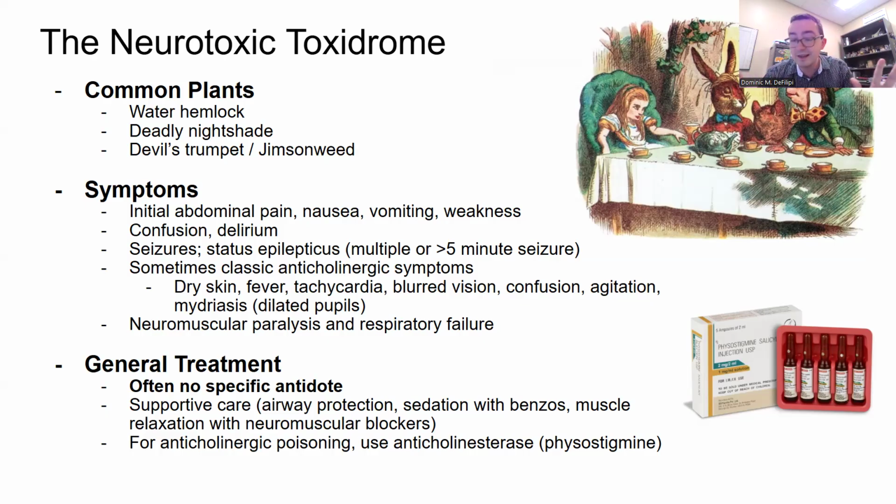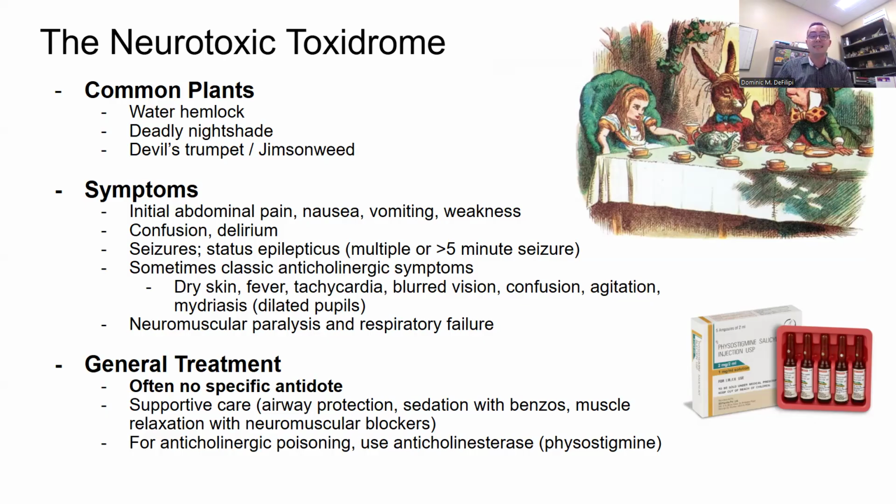That is a textbook symptom of the anticholinergic toxidrome, which fits right in with the neurotoxic toxidrome we're talking about. Ultimately, what leads to death with the neurotoxic toxidrome is neuromuscular paralysis and respiratory failure. If you're not able to move your diaphragm muscle and the diaphragm is paralyzed, you're not able to breathe.